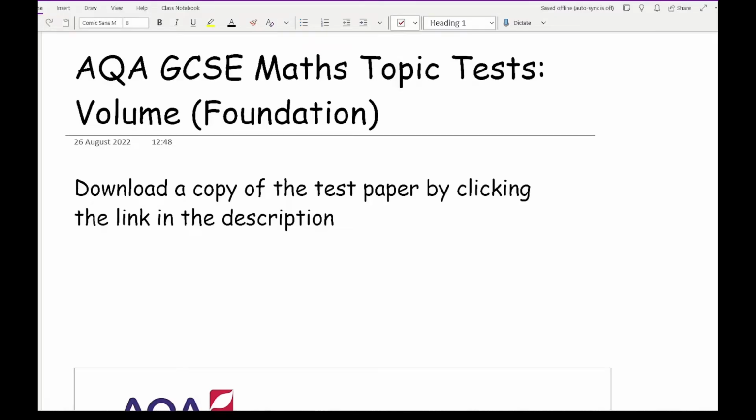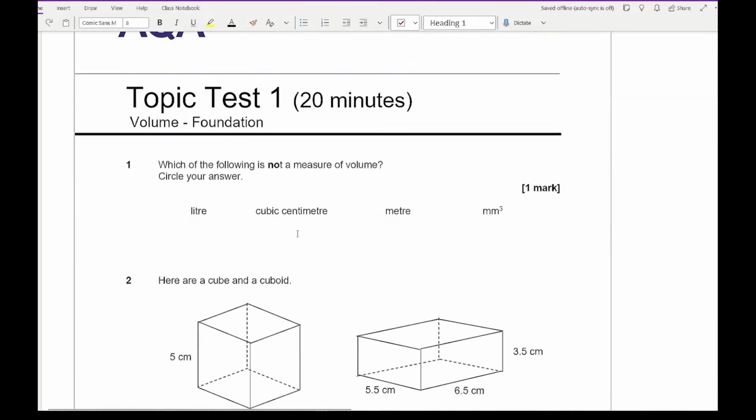Now, like with many of these tests, there is no indication about whether these questions are specific to a non-calculator or a calculator paper. So what we'll make sure that we do is we show our full working out and show the calculations that we're doing. And if we need to work them out manually or using a calculator, it's not going to be a problem. So let's have a look at question 1.